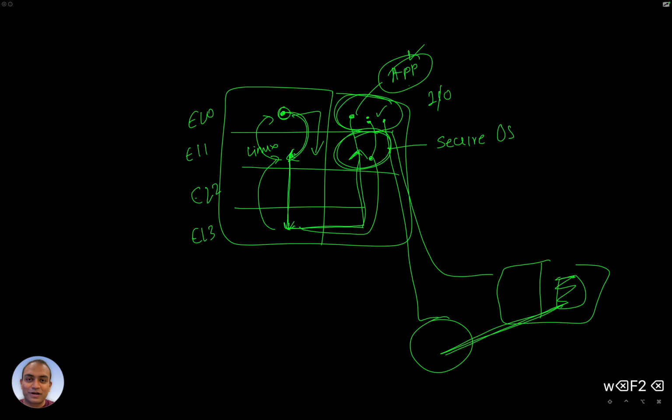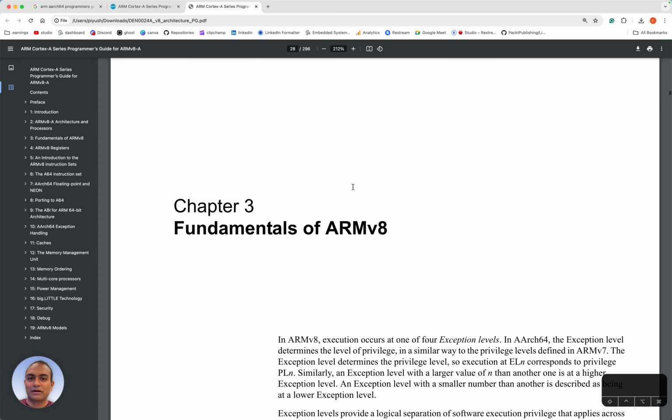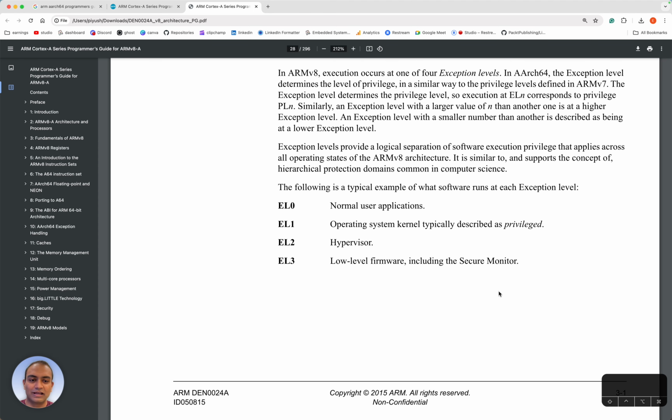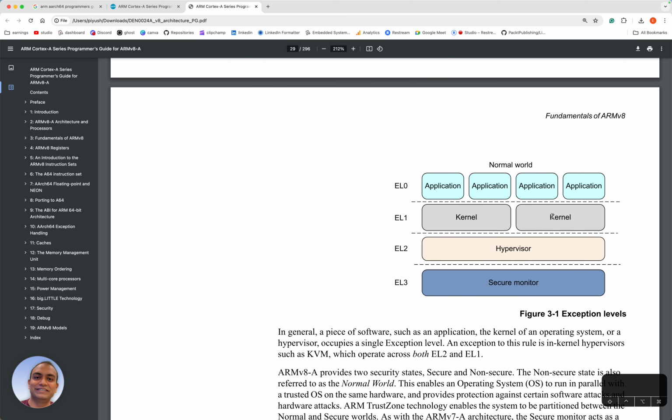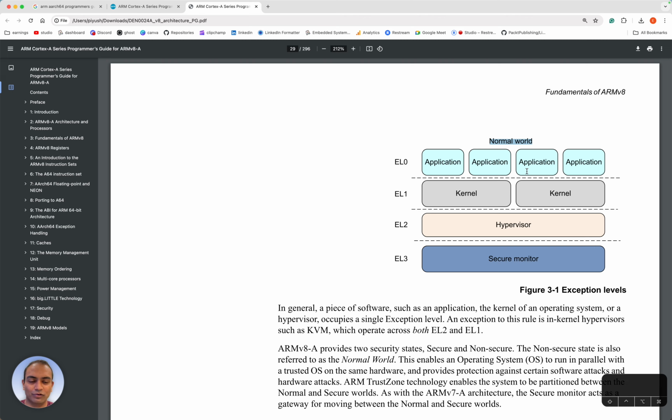So hopefully as part of this video, you understood what different execution levels are and the secure and the non-secure world. And our entire journey now going forward would be based on this picture. And just to, kind of long story short, if we go to chapter 3 here, the fundamentals of ARMv8, it talks about the execution level. Then there's this diagram, and that's what I essentially explained, but it's talking about the normal world only.